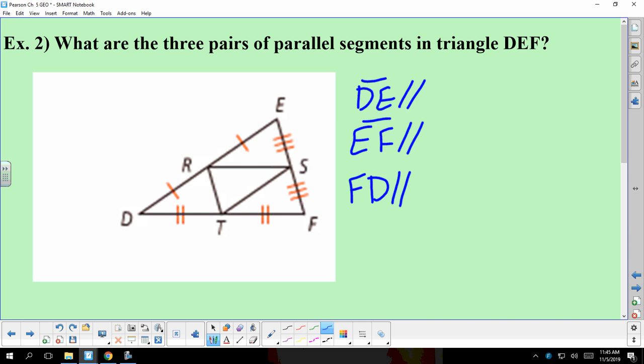All right, so let me do the first one. I'll give you a chance to take a look at the next. All right, so we have DE right here. The mid-segment is the one that doesn't touch it inside here. So it connects the midpoints of these sides. So that would be parallel to it. So go ahead and see if you can find the next two.